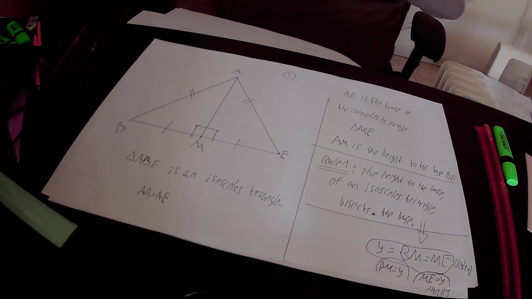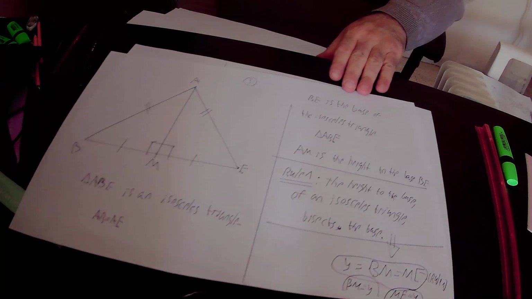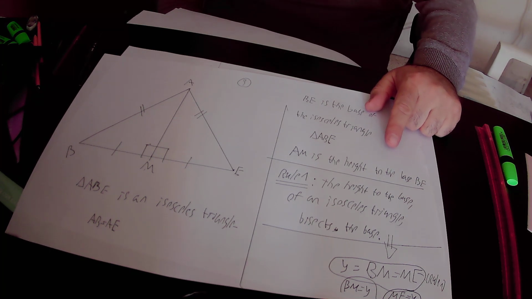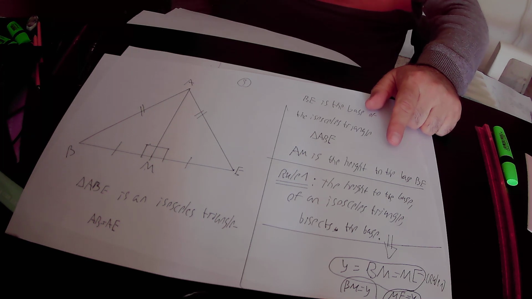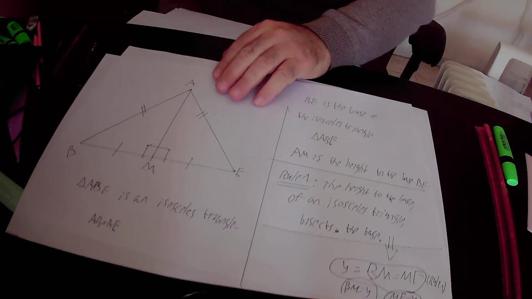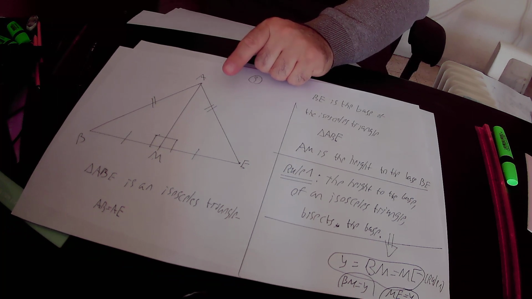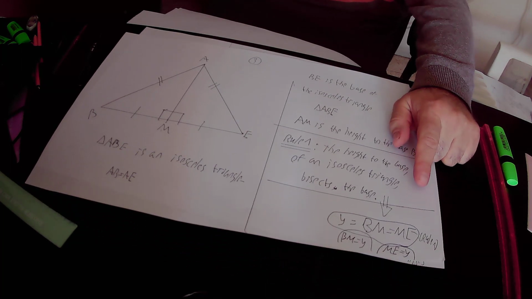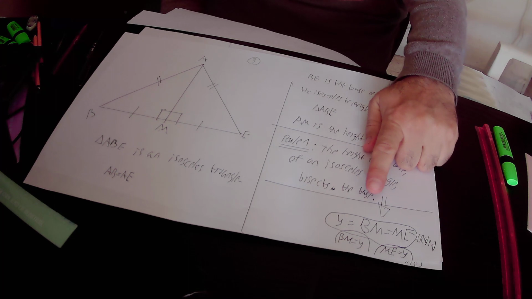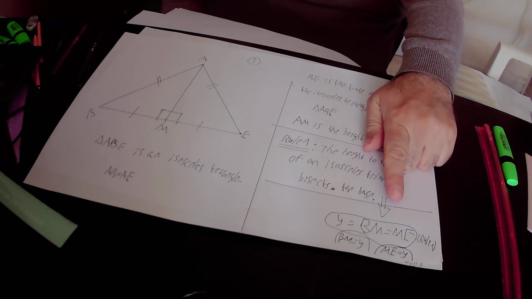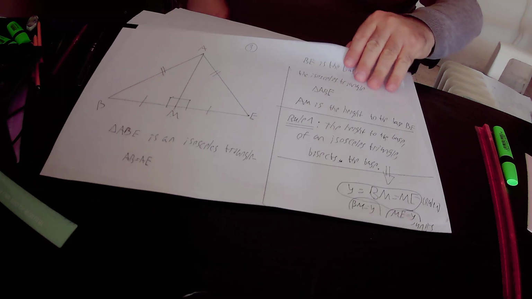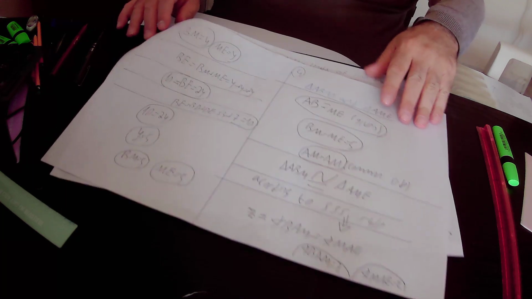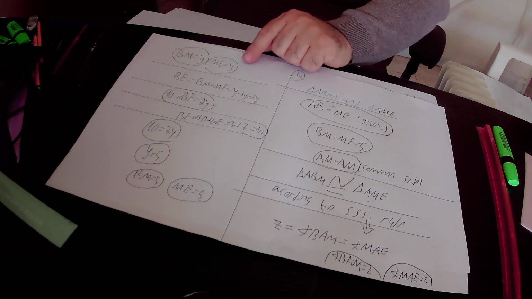So line segment AM is the height to the base BE. Okay? And we have rule number 1. According to rule number 1, the height to the base of an isosceles triangle bisects the base. So the height AM bisects the base BE. That is to say, BM is equal to ME. If we define BM as Y, then we will derive that ME is also equal to Y.